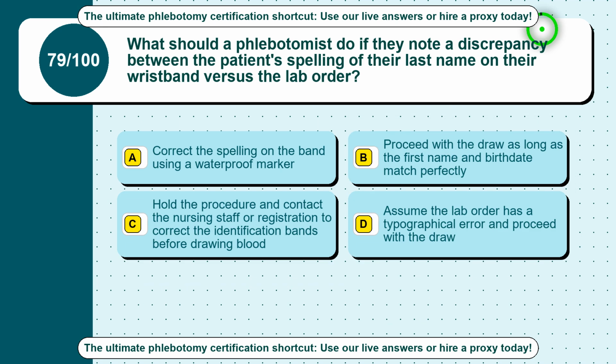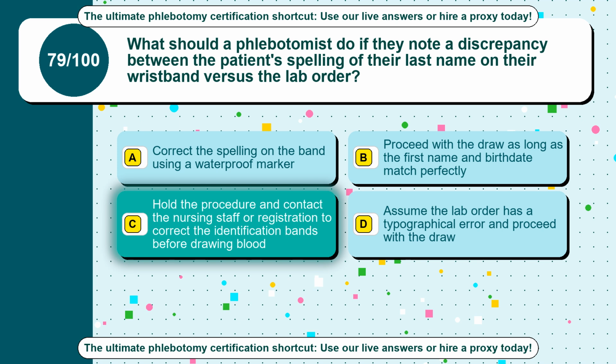Question 79. What should a phlebotomist do if they note a discrepancy between the patient's spelling of their last name on their wristband versus the lab order? Option A, correct the spelling on the band using a waterproof marker. Option B, proceed with the draw as long as the first name and birth date match perfectly. Option C, hold the procedure and contact the nursing staff or registration to correct the identification bands before drawing blood. Option D, assume the lab order has a typographical error and proceed with the draw.